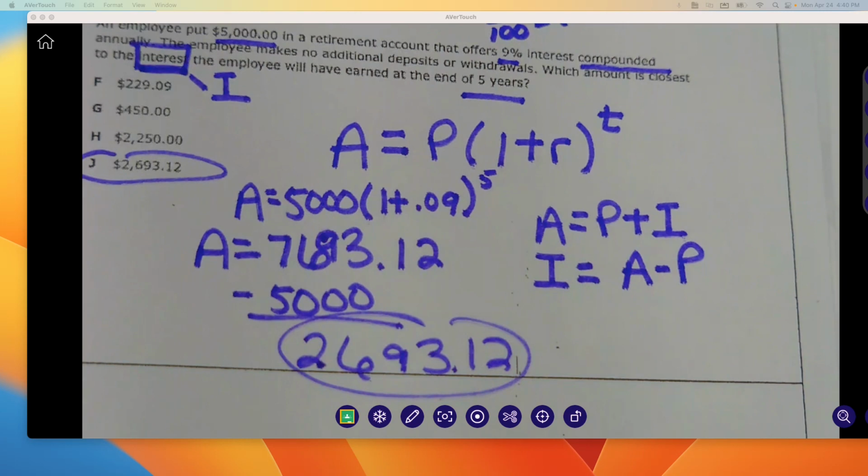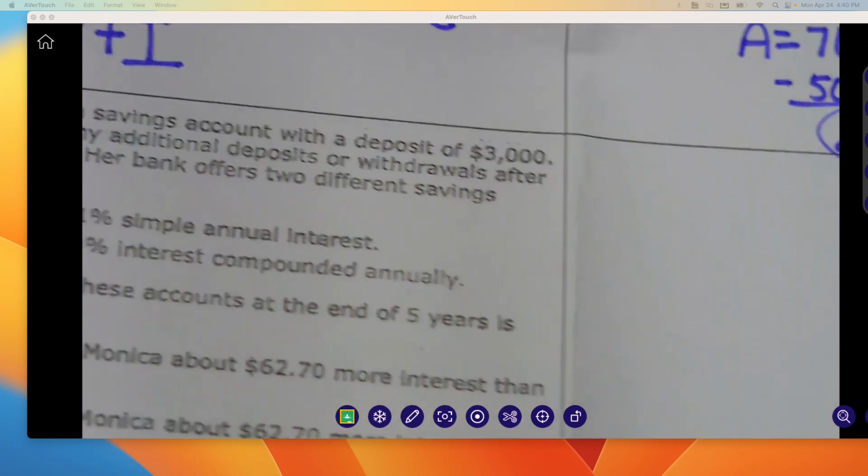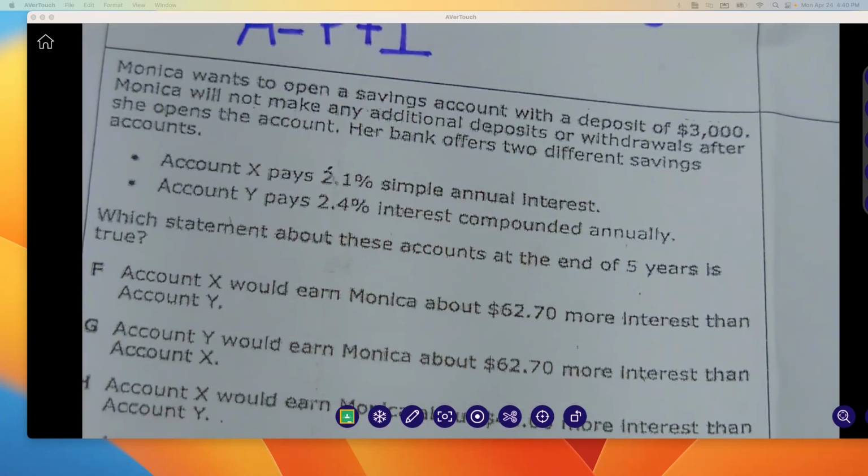Okay, so now we've done one simple, we've done one compound. Now we're going to look at this problem, and it's going to be both. So this one says, Monica wants to open a savings account with a deposit of $3,000. She won't make any other additional deposits or withdrawals. Her bank offers two different savings accounts.